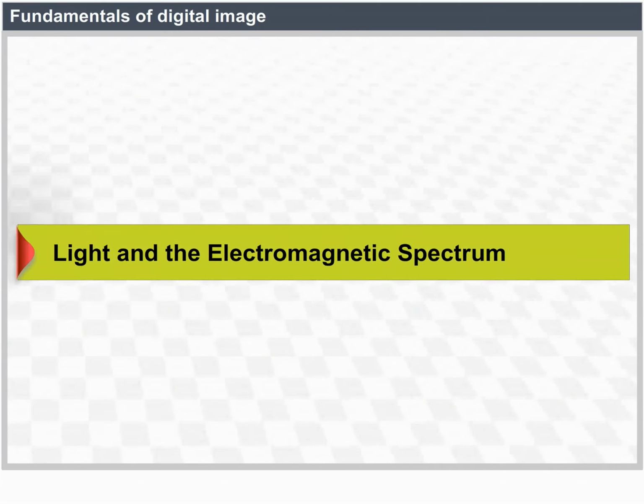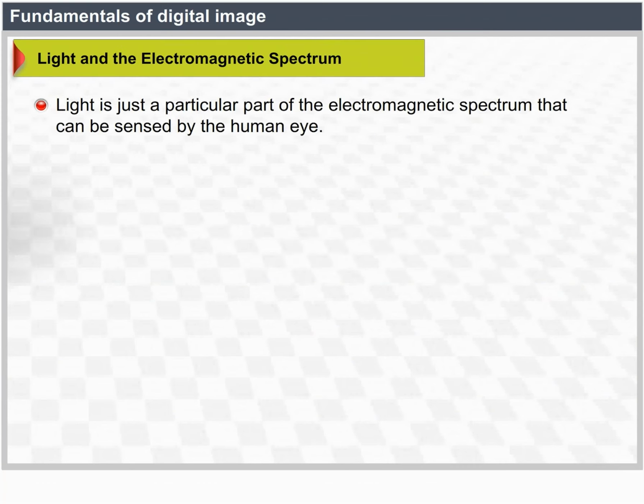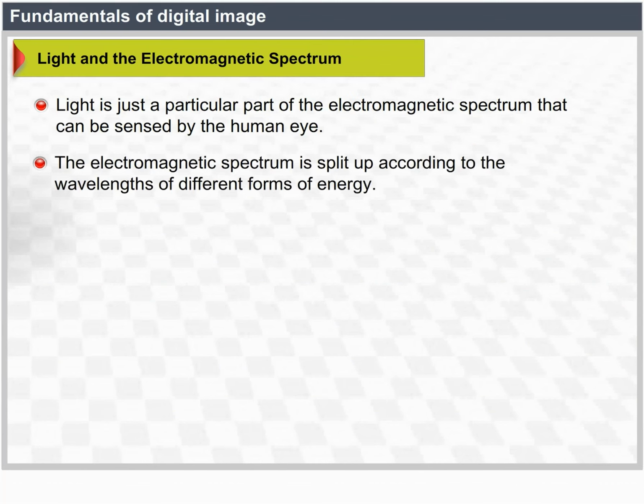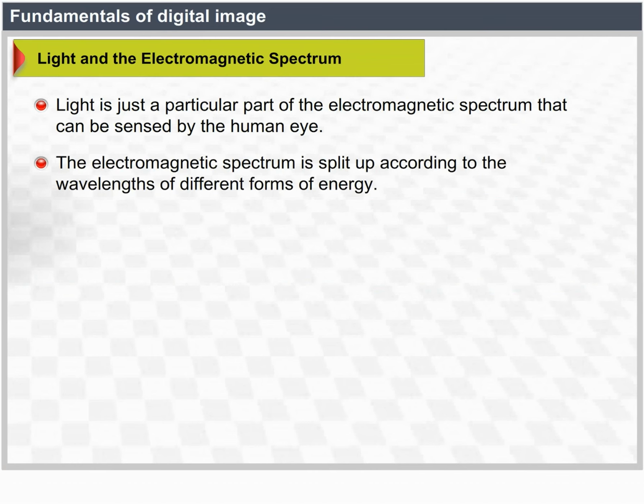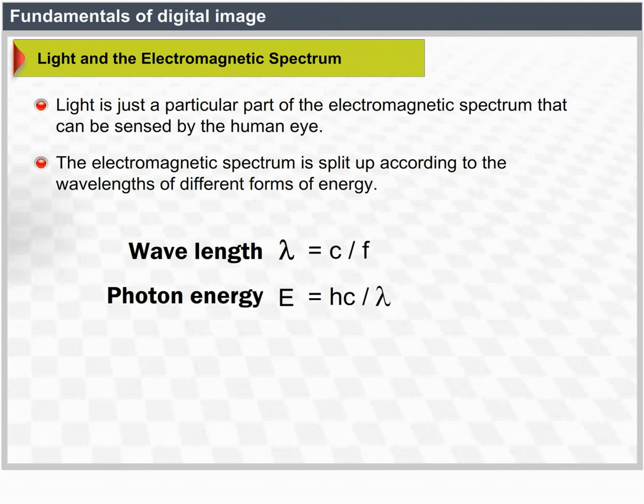Light and the electromagnetic spectrum. Light is just a particular part of the electromagnetic spectrum that can be sensed by the human eye. The electromagnetic spectrum is split up according to the wavelengths of different forms of energy. Wavelength lambda equals c by f. Photon energy E equals hc by lambda, so E equals hf, where c is the speed of light and h is Planck's constant.